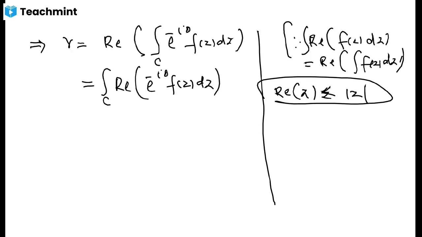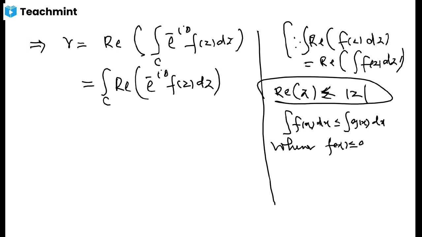So in case of real functions, the integration of f of x dx is less than or equal to integration of g of x dx whenever f of x is less than or equal to g of x. So now I have two functions. I can take one function to be the real part of this thing, and another as the modulus of this function. So I can write it to be less than or equal to the integral of modulus of e to the minus i theta f(z) dz.